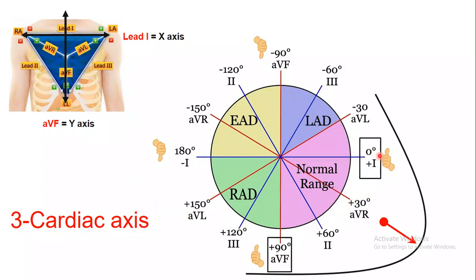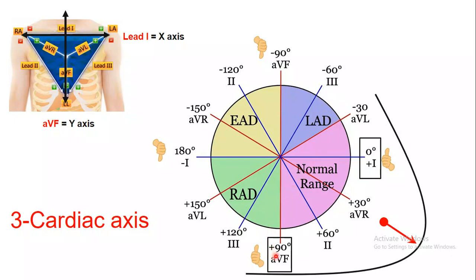If we have the QRS complex mainly positive in lead 1 and aVF, that means the axis will be in this area, which is normal. If we have lead 1 positive but aVF negative, this means the axis of the heart will be in this area, which is mostly shifted to the left side, causing what is called left axis deviation.